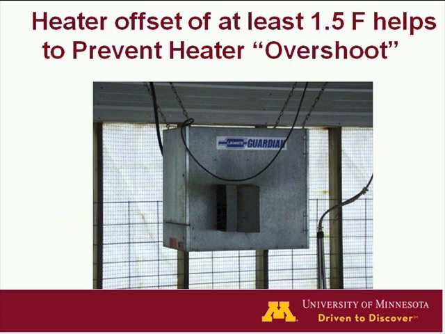As a suggestion, we usually say to have a heater offset at least 1.5 degrees from the set point to prevent this heater overshoot. Most of the time that will allow enough time, once the heater is shut off, that the temperature in the barn doesn't continue to rise and turn on the temperature controlled fans.